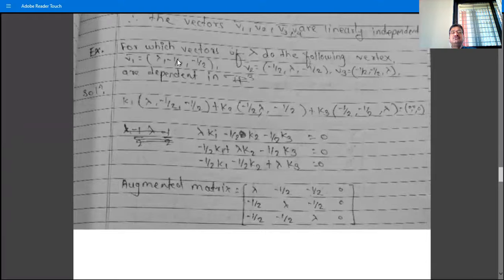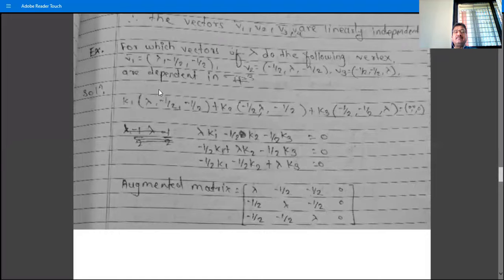For which values of lambda are the following vectors V1, V2, V3 linearly dependent in R3? So for which value of lambda are these three vectors linearly dependent? We denote these three vectors by V1, V2, V3. The notation is given in the problem.